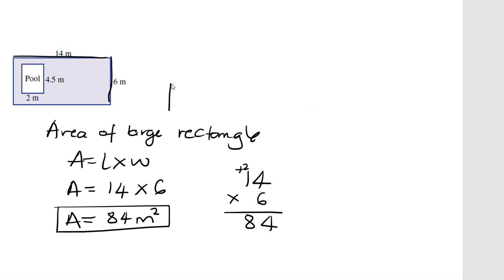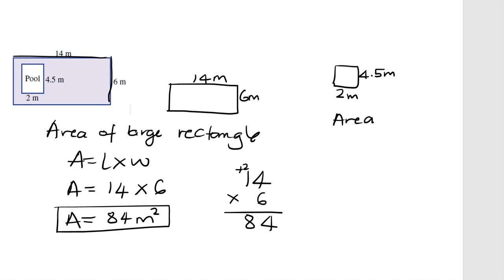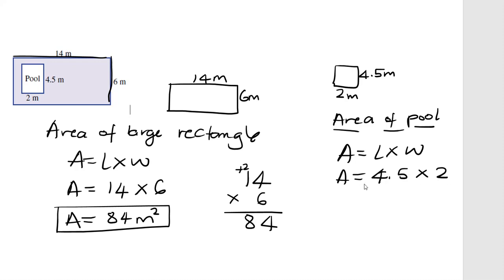Now once again, if it helps, you can draw the actual rectangle. So I just found this rectangle, 14 meters by 6 meters. And now I'm going to find the area of that pool, the part that's been cut out or not paved. Those are my dimensions. So area of the pool, you can put small rectangle, but I'm going to put pool, because in this example it's the pool. Area of a rectangle is length times width. Area is equal to the length, 4.5, times width, 2.